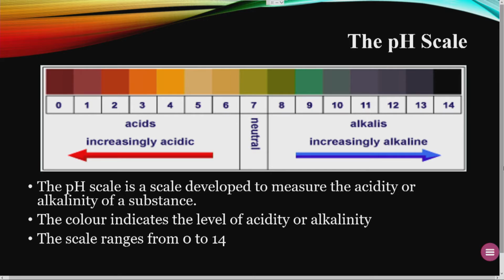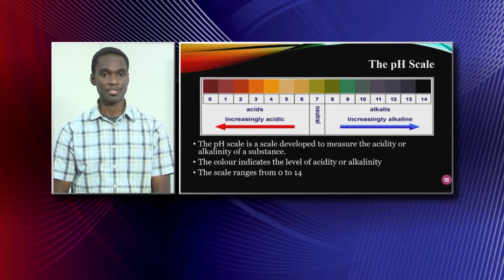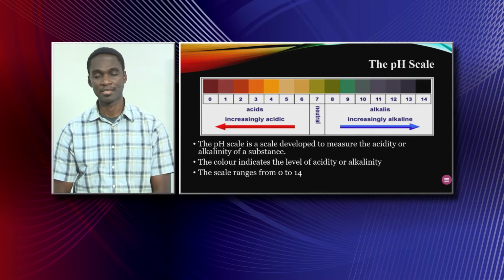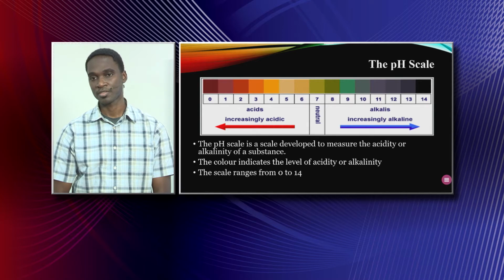For the alkali side, you will also notice that there is a gradual change in color from 7, where it is neutral, to dark purple, or we would say violet. The gradual change indicates that there is an increase in strength of the acidic nature or the alkaline nature of the substance.